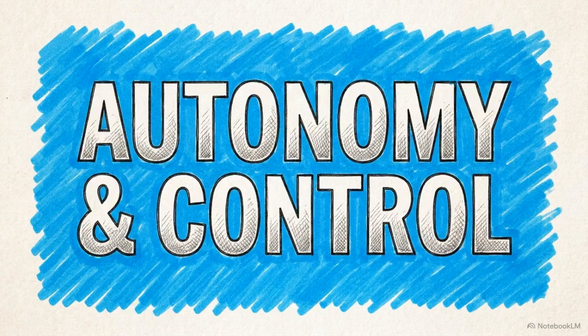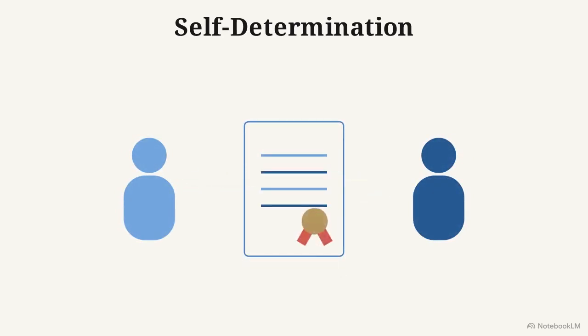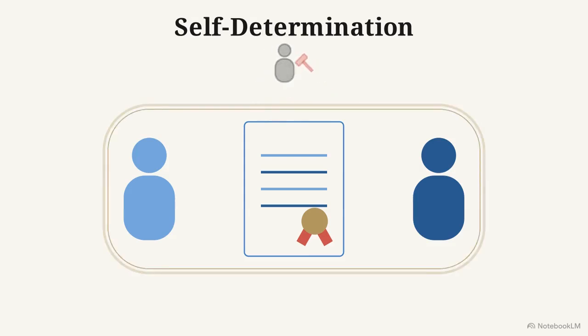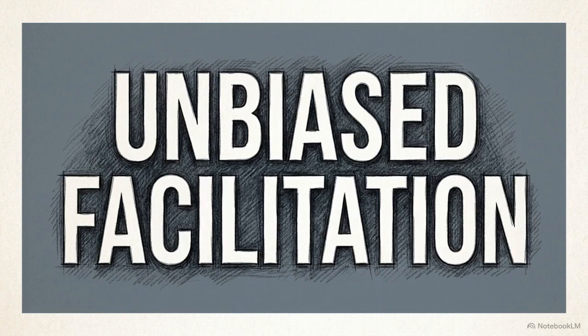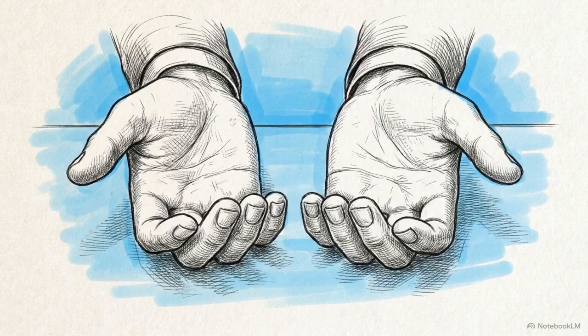That directly enables the second pillar, party empowerment. Under this principle of self-determination, the disputing parties retain total control over the negotiation and the final settlement, rather than surrendering that power to a judge. To make this work, they rely on the third pillar, neutrality. In a process like mediation, a neutral third party facilitates the dialogue, but holds no authority to force a decision.